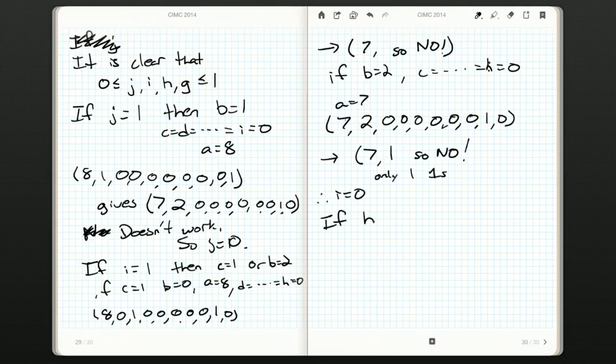Next case, if H equals 1, so H was associated to 7. Right, so then B could be 3, B could be 1, and C could be 1, or D could be 1. Right, D was associated 3, so we already have 7 in our equation. We need to make up a difference of 3. So we'd have 3 times 1, or we could have 1 times 1 plus 2 times 1, or we could have 1 times 3.